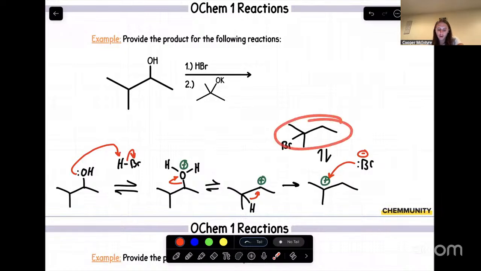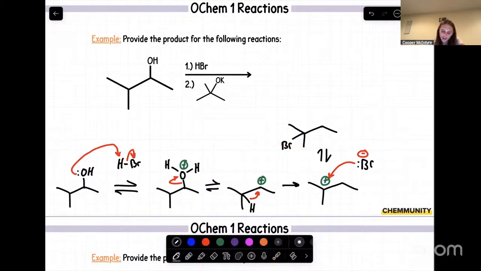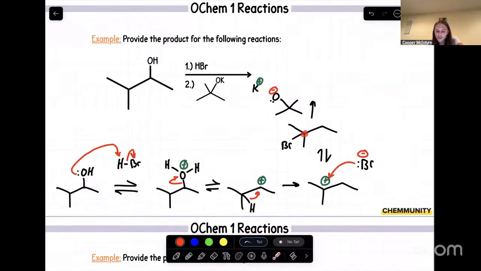But now that we have our alkyl bromide, in terms of step two, we now have potassium tert-butoxide. So that tert-butoxide actually looks something like this, where we have a negative charge on that oxygen, and then that potassium is just a spectator ion floating around, not really doing much. And what we have here is we have a good leaving group in a tertiary position, and then we also have a strong base.